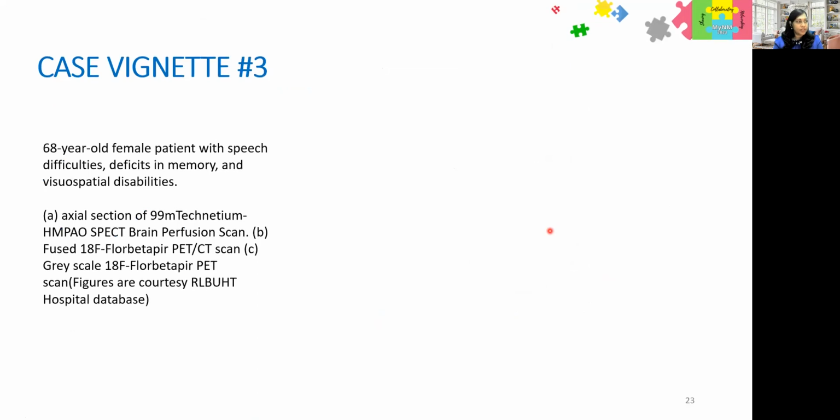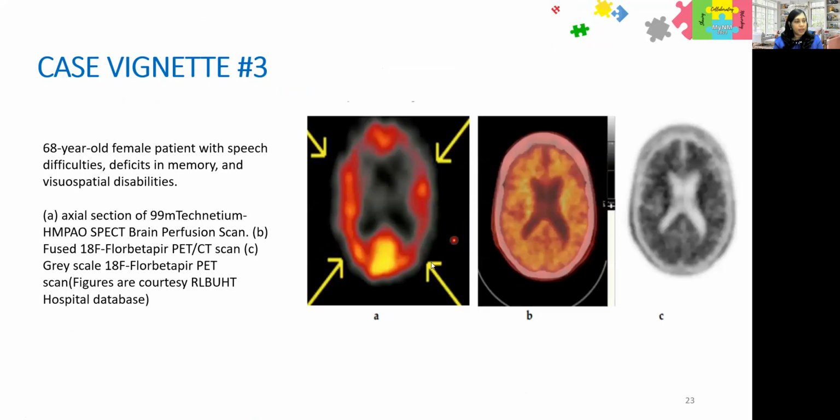The next patient is a 68-year-old female patient with speech difficulties and deficit in memory with visual spatial disabilities. The SPECT CT HMPAO was performed for the patient and amyloid scans were performed for this patient. So can you tell what was the diagnosis for this patient?